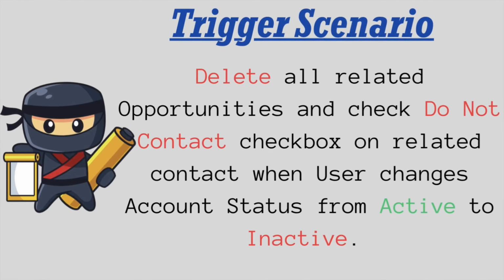Now let's see what the requirement is for today. In today's scenario, whenever a user updates the account status from active to inactive, we need to delete all related opportunities with a stage name other than closed ones. And we also need to check the do not contact checkbox field on the contact object.